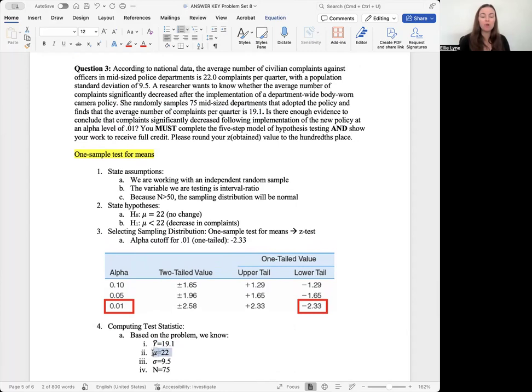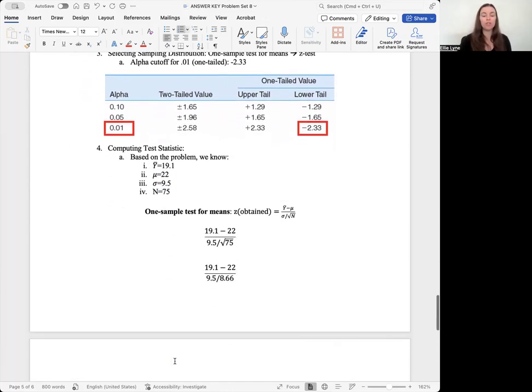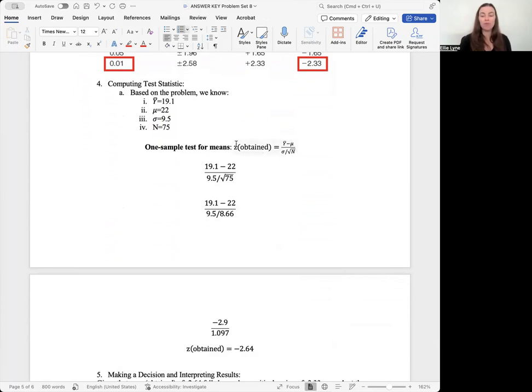Because our population parameter, or our population average, came from our very first sentence here, which was 22 complaints per quarter. Again, that is mu here, which is also within step 2 with our hypotheses. And then a population standard deviation of 9.5. And lastly, our sample N, or sample total, of 75 mid-sized police departments. So those are the 4 pieces of information that you need to pull from the problem itself in order to go ahead and plug that into our base formula here and work through the math as well.